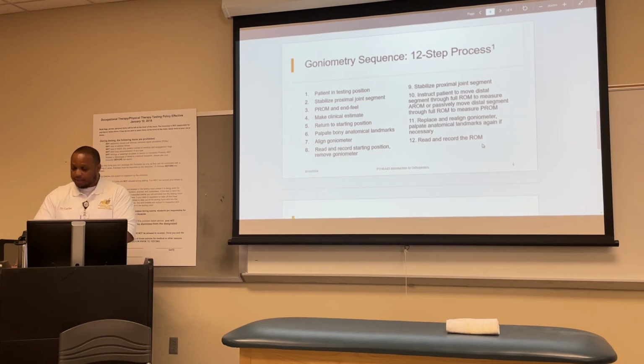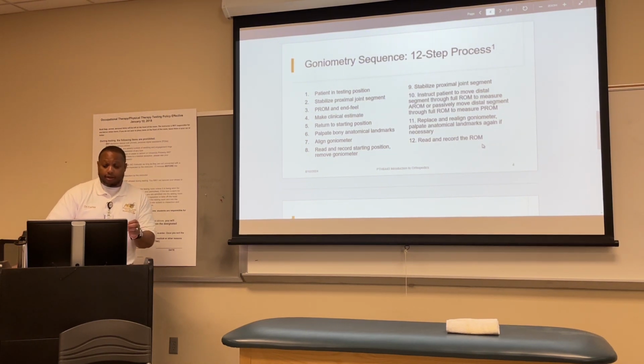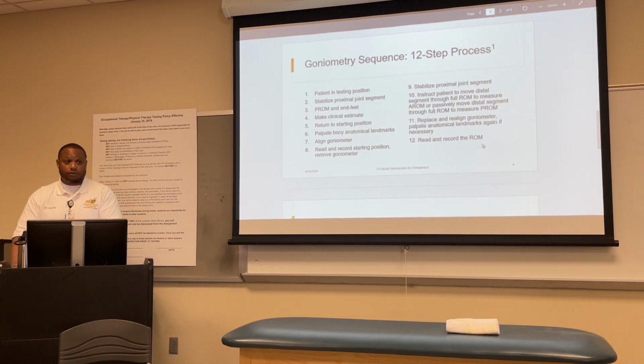So assess active range of motion and have the person actively perform the motion themselves. It says replace and realign the goniometer, palpate anatomical landmarks again if necessary, and read and record the range of motion. When you read and record the range of motion, please leave the goniometer in place, okay? What happens if you remove the goni?